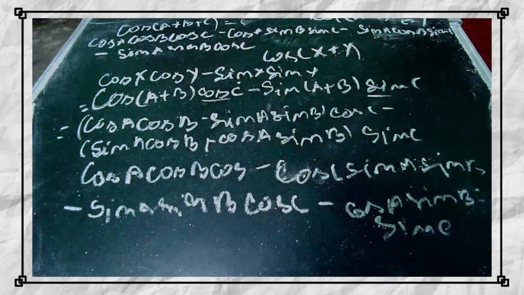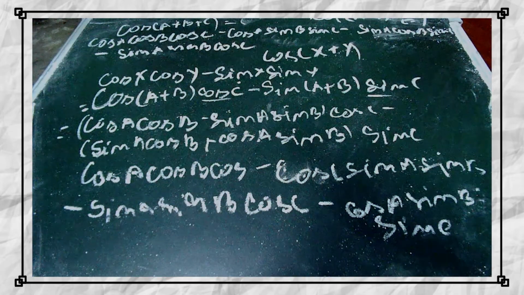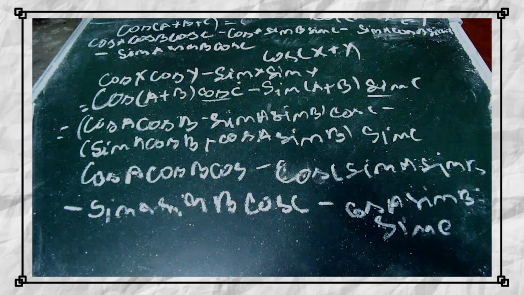So this was the derivation of the formula cos of A plus B plus C equals cos of A into cos of B into cos of C minus cos of A into sine of B into sine of C minus sine of A into cos of B into sine of C minus sine of A into sine of B into cos of C. Now let's see what will be the value of tan of A plus B plus C.